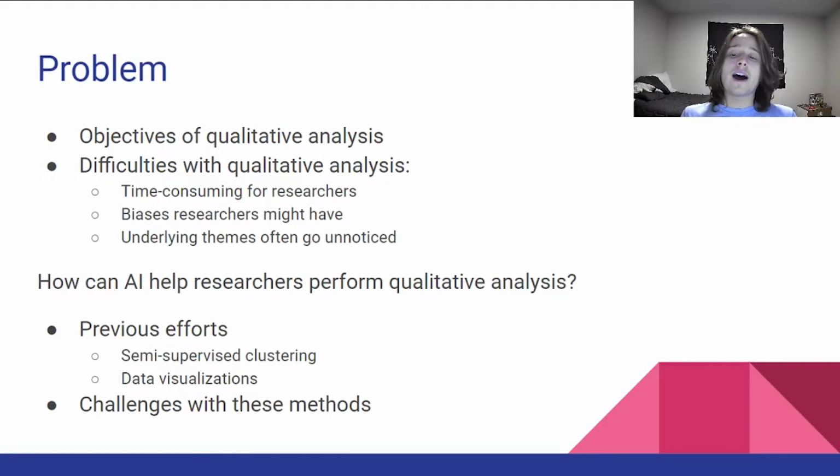So, how can AI and machine learning help researchers perform qualitative analysis? Our project's goal is to improve traditional methods of qualitative analysis by using machine learning and artificial intelligence. AI and ML can improve qualitative analysis significantly by speeding up processes, reducing biases, and finding complex patterns in data that researchers might not be able to find.